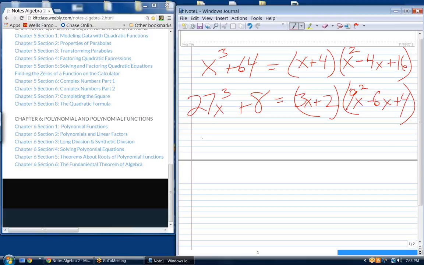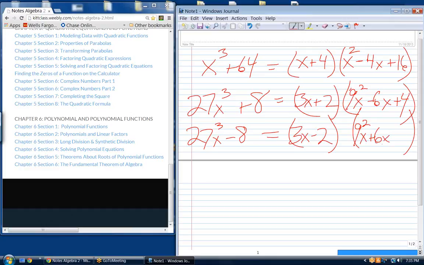That's exactly right. And if it was 27x cubed minus 8, the difference of cubes, the only difference is this becomes 3x minus 2, same sign for the linear factor. Quadratic factor, opposite sign in the middle. Everything else is exactly the same, including the plus 4. In other words, the only sign that changes in the quadratic factor is the middle term. So these two are what you want to know. But they're actually not that hard.